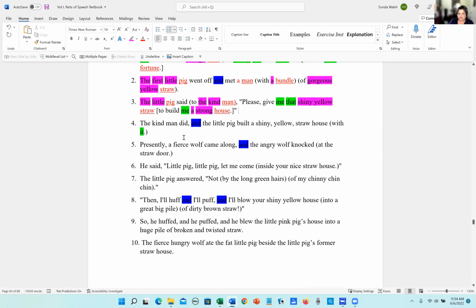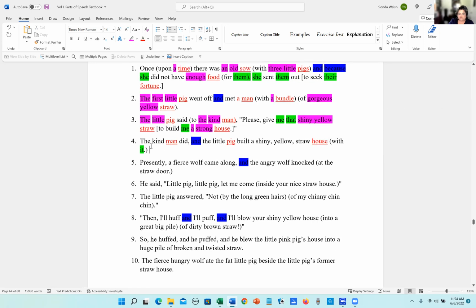All right, let's go to number 4 and let's identify our nouns. We know pig is a noun. We know house is a noun. We learned that from last time. Okay. Now let's go and identify a, an, and the.